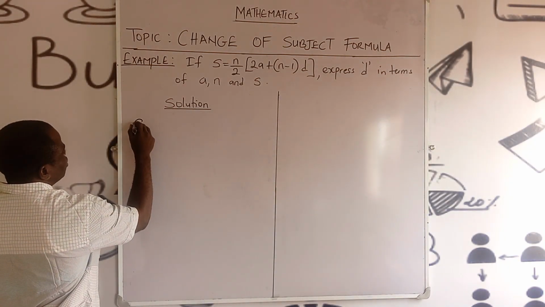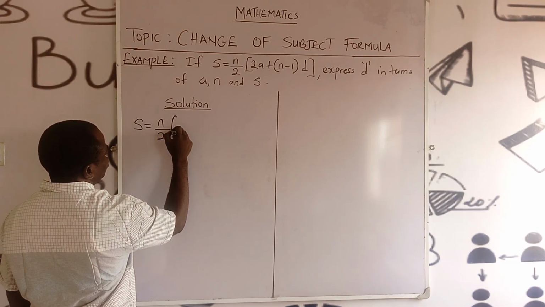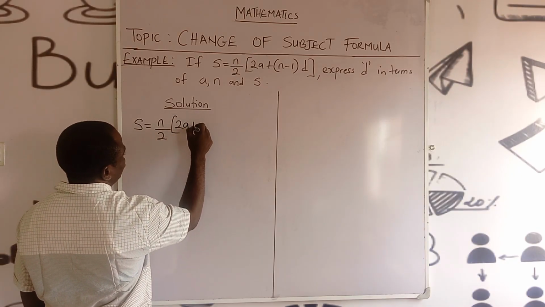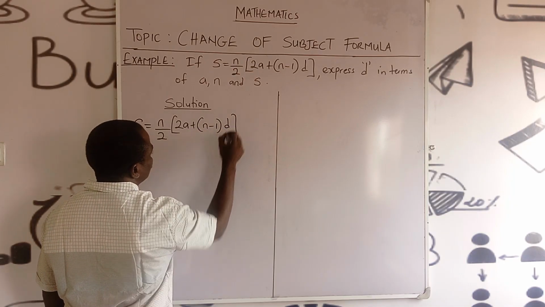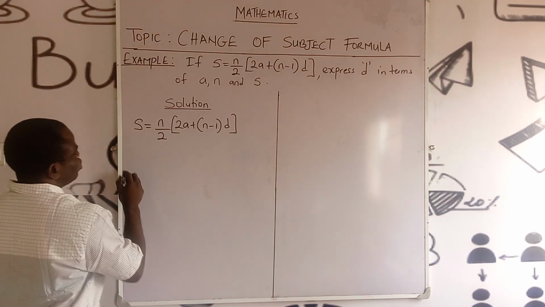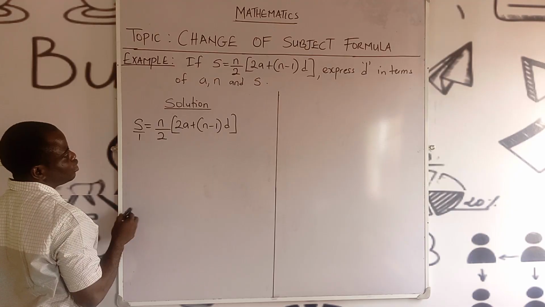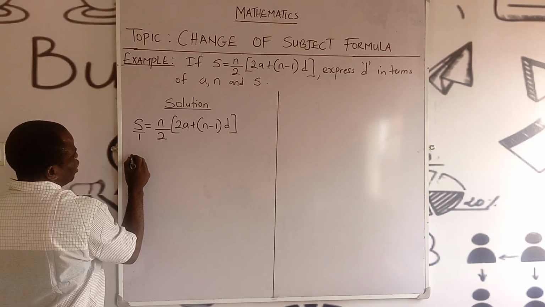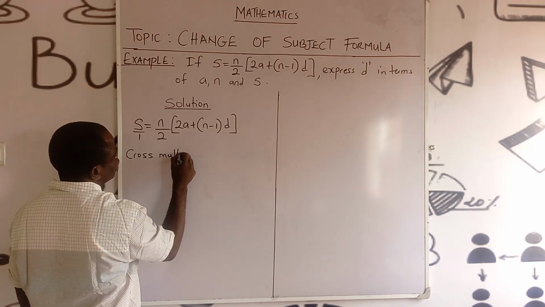Now let's write the question. S equals n over 2, open bracket 2a plus open bracket n minus 1 d, close your brackets. What you need to do is to cross multiply. Don't forget that this is S over 1. Now, let's write it, cross multiply.